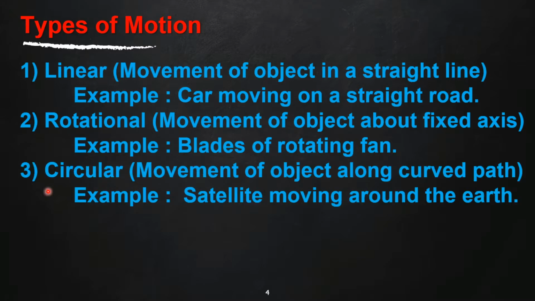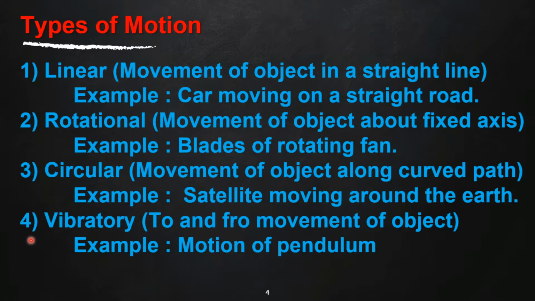Next type of motion is a circular motion. In this, the movement of object is along a curved path, along a circle. Example is satellite moving around the earth. The next type of motion is the vibratory motion. The to and fro movement of object is the vibratory motion. Example is motion of pendulum. Pendulum is moving to and fro.